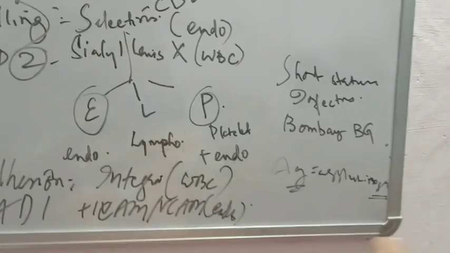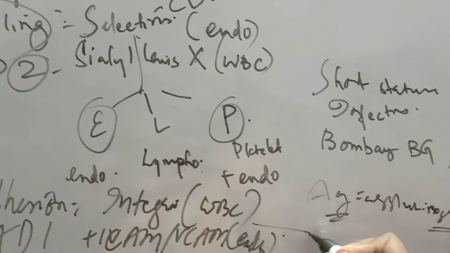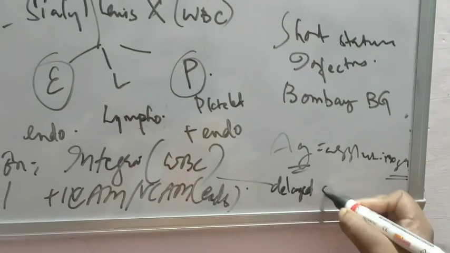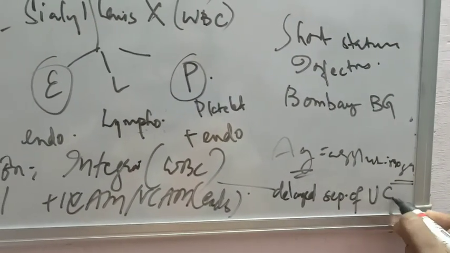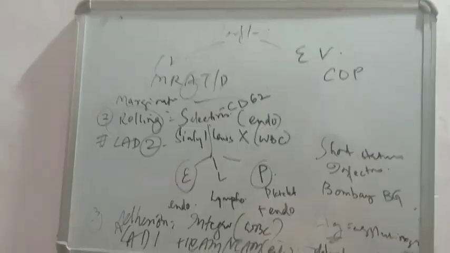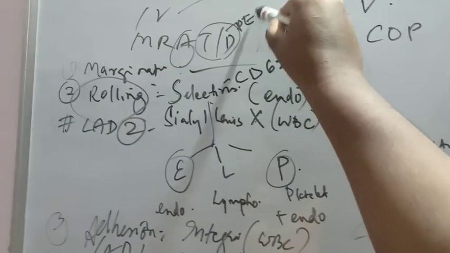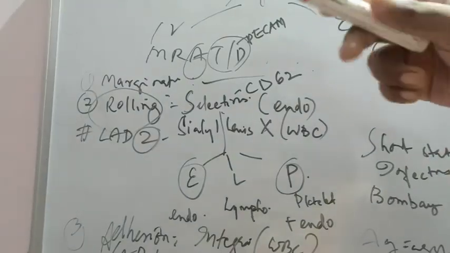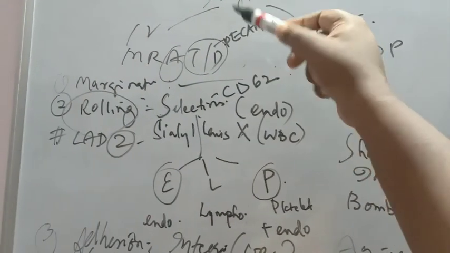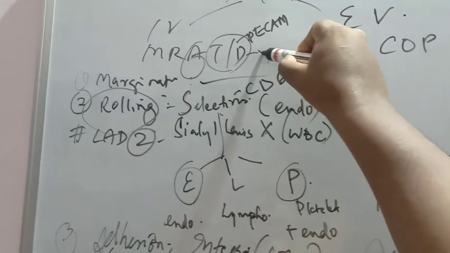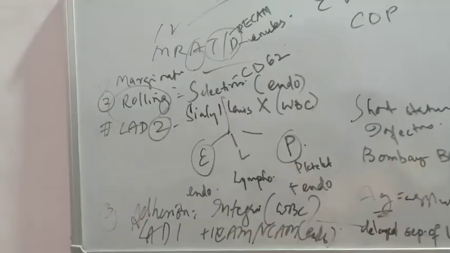And the typical presentation of LAD1 will be delayed separation of umbilical cord. What is the typical presentation? Delayed separation of umbilical cord. Then the last step is transmigration or diapedesis. This is mediated by PECAM. And another question which can come is, this happens in which place? It happens in the venules, not capillaries. Most people make this mistake. So remember, diapedesis happens in the venules.